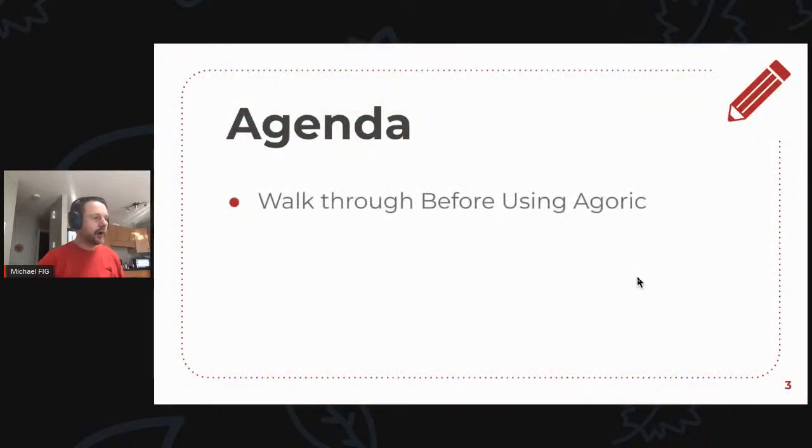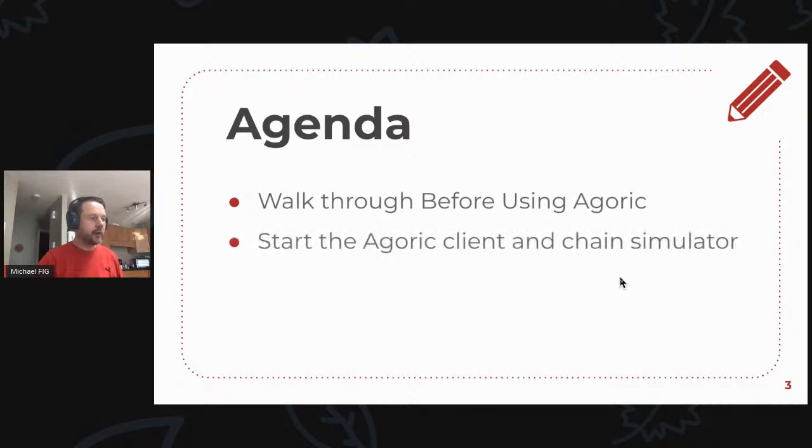We're going to start with walking through the before using Agoric documentation. This is on the Getting Started guide on the website, the agoric.com documentation website. We're going to start an Agoric client and the chain. So this is just the simulated environment, which allows you to do rapid development without having to actually fire up chain nodes and run a billion different processes. And finally, we'll do a kind of hello world of how to interact from the Agoric client to the chain.